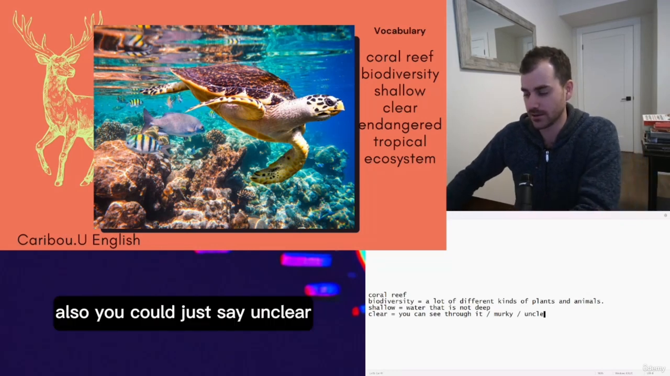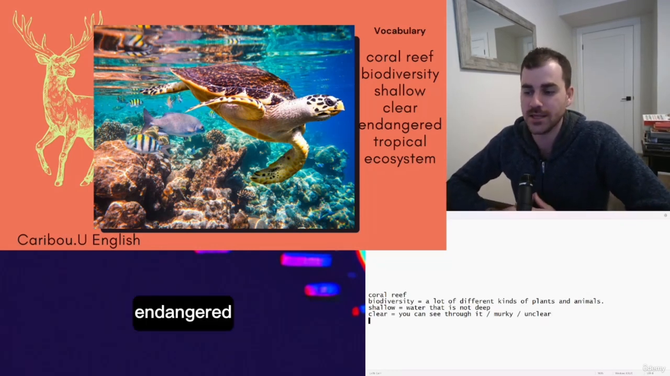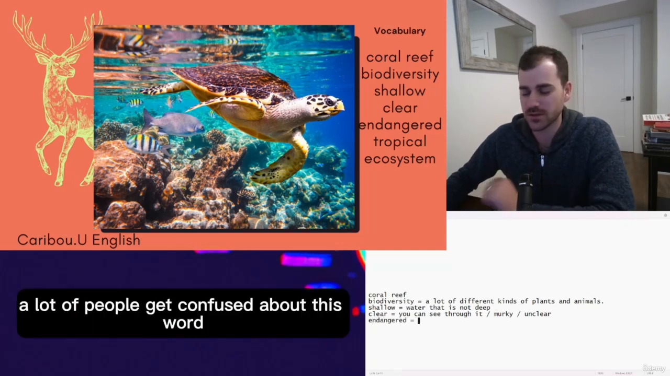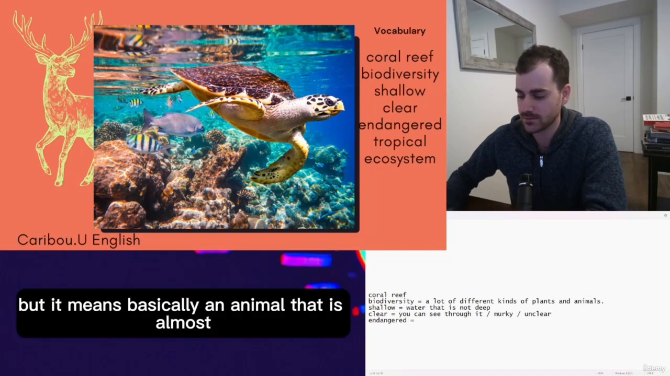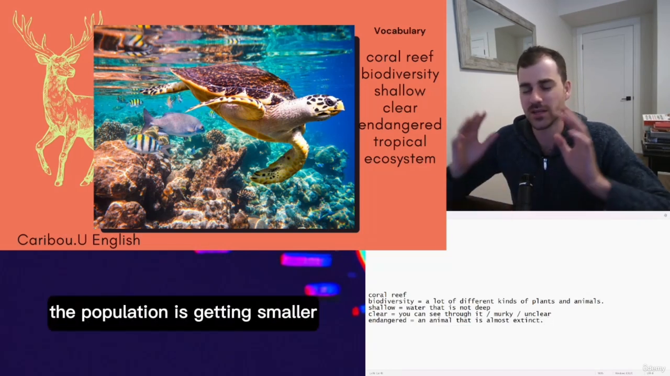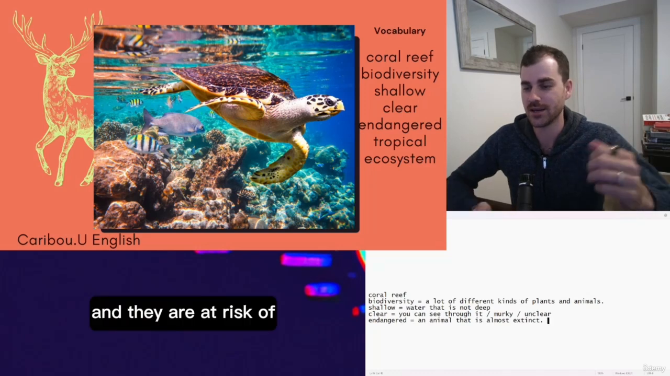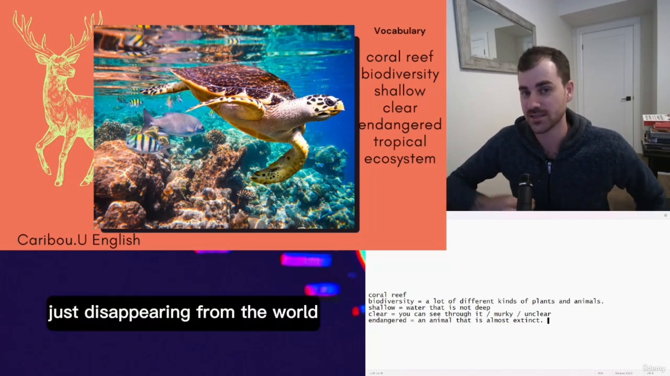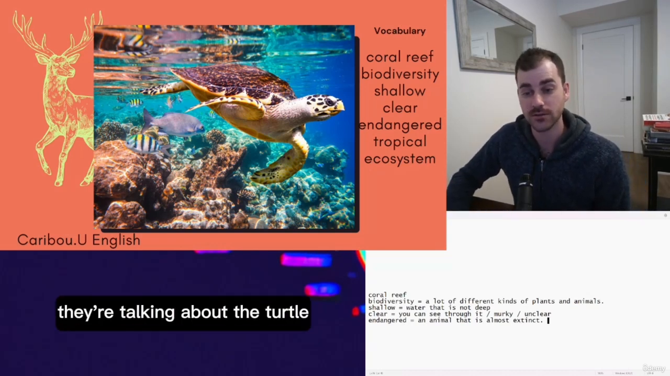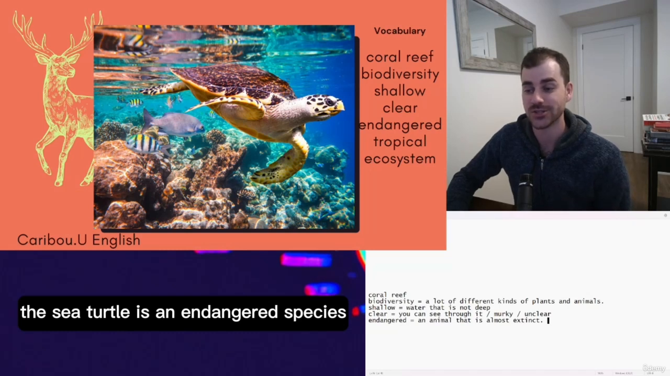Also, you could just say unclear. Endangered. A lot of people get confused about this word, but it means basically an animal that is almost extinct. So it means an animal that the population is getting smaller and they are at risk of just disappearing from the world. So in this context, they're talking about the turtle. The sea turtle is an endangered species.